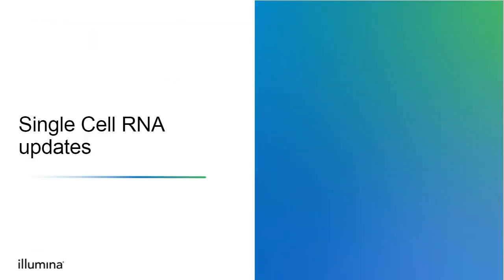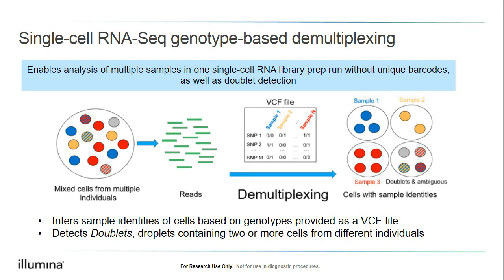We also have made an important update to the single-cell RNA pipeline that we first introduced in 3.7. In this version of 3.8, we are introducing the genotype-based demultiplexing feature in our single-cell RNA pipeline. What this lets you do is analyze multiple samples in one single-cell RNA library prep without unique barcodes, and it will also let you do doublet detection. This helps you reduce the cost because you are multiplexing multiple samples within a single library prep.